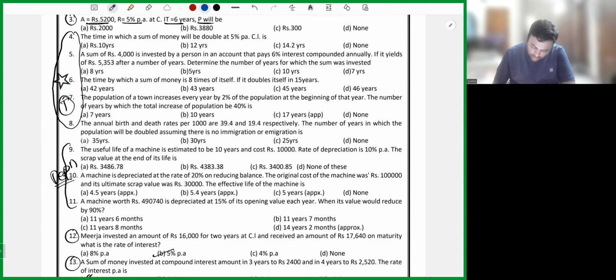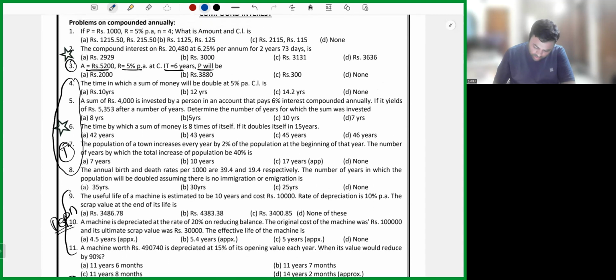Now, let's proceed, my dear friends. Let's start 4, 5, 6, 7, 8. In the sequence of sums we are doing, I have done first those sums where accumulated amount was missing. Next, those sums where principal was missing. Next, those sums where rate of interest was missing. Now, I'll do those sums where time period is missing. Simple. Let's do those sums where time period is missing, 4, 5, 6, 7, 8.